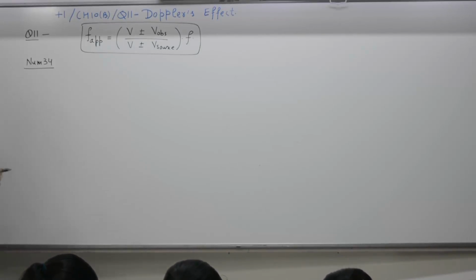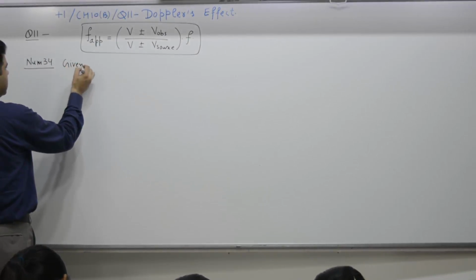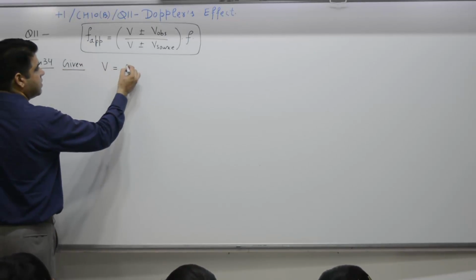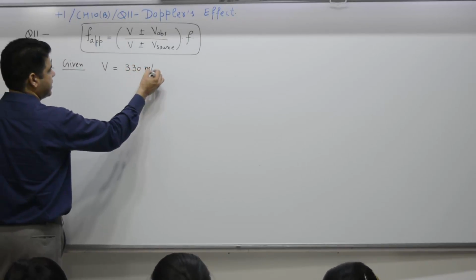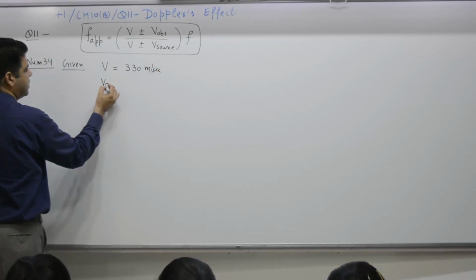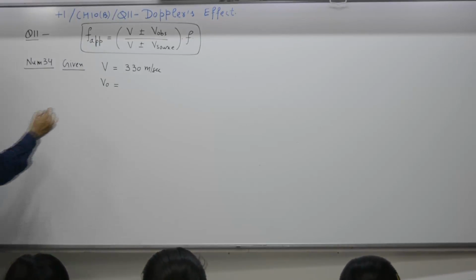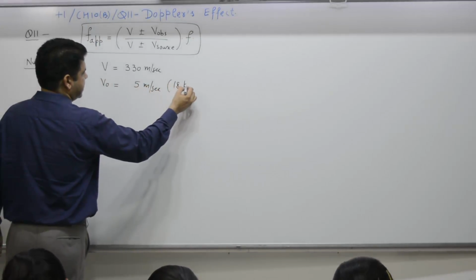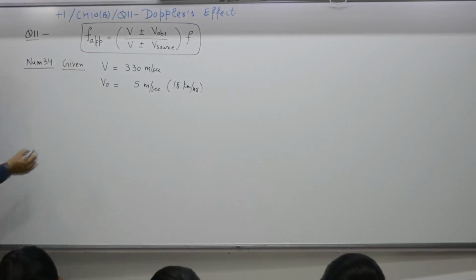What is given in this numerical is the speed of sound, 330 meter per second. Speed of observer: the observer is a motorist, 18 km per hour. Given is 18 km per hour. We change it to meter per second. Why? SI units.